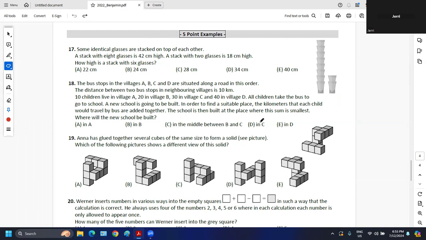So first, we're going to start with the 8 glasses, which means that everything that we do has to be times 8. So first, we're going to do 8 for 1, 16 for 2, 24 for 3, 32 for 4, 40 for 5, and then 48 for 6. But since 6 gives 48, it is already higher than 42, which means that 6 and above are wrong.